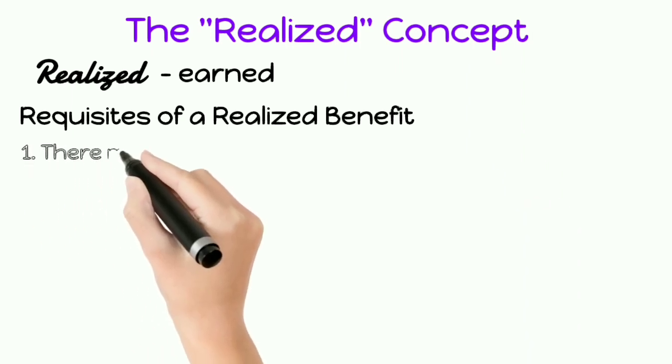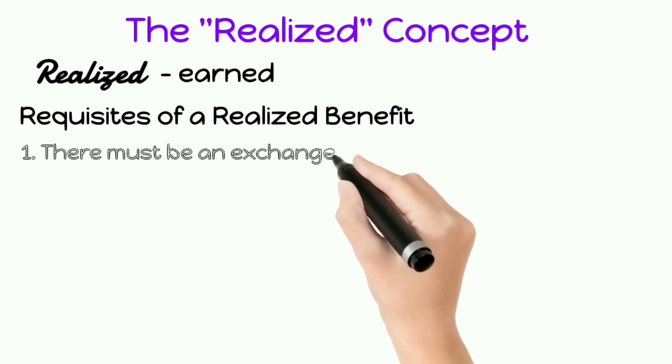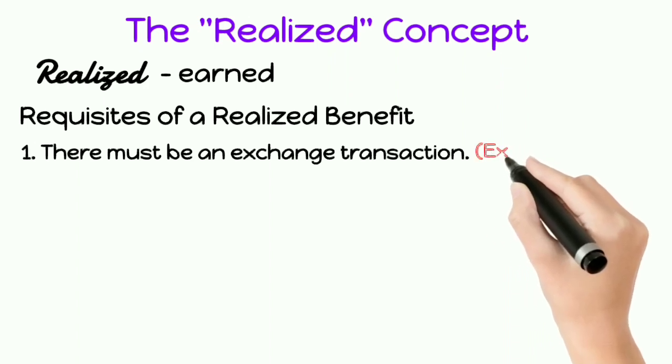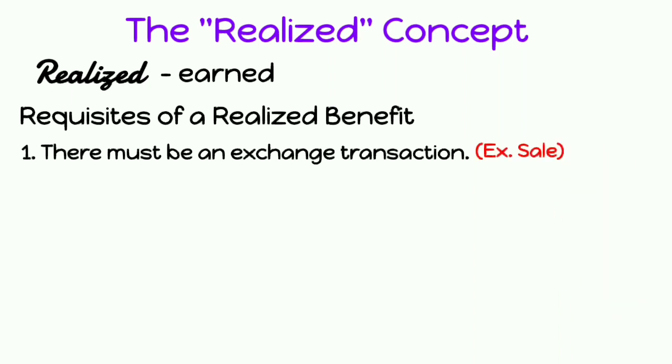First, there must be an exchange transaction. Paano ba natin masasabi na merong exchange transaction? Pag meron tayong value received at meron tayong value given. For example, sa sale. Sale is an exchange transaction. Bakit? Kasi meron tayong value received at value given. Diba? Pag nagkaroon tayo ng sale or nagbenta tayo, makaka-receive tayo ng pera. Pero meron naman tayong ibibigay sa customer or client gaya ng goods.